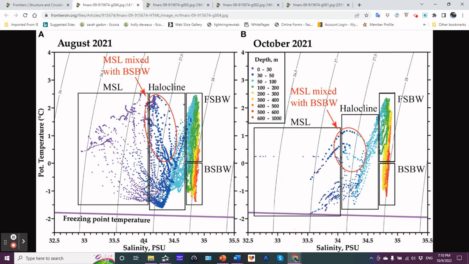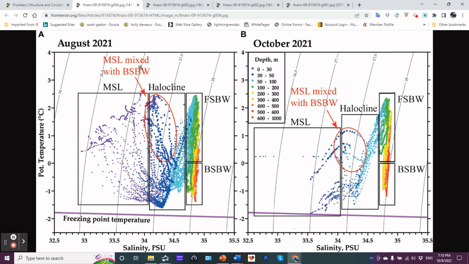I can do that. This is the freezing point temperature indicated here. This is August, this is October. MSL, this is the mixed surface layer. As you can see, it's all over the place because it's mixed. We are mixing all sorts of temperatures and salinities in the waters. So we're going to see a wide range of values.